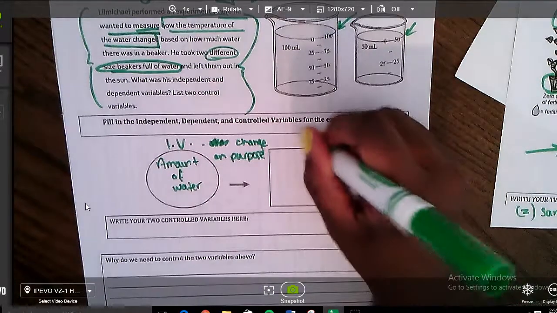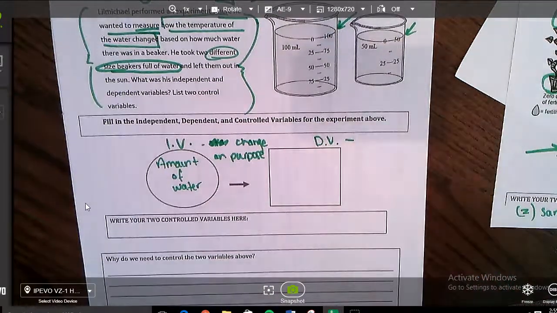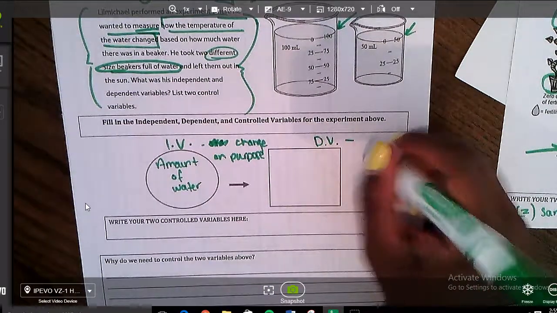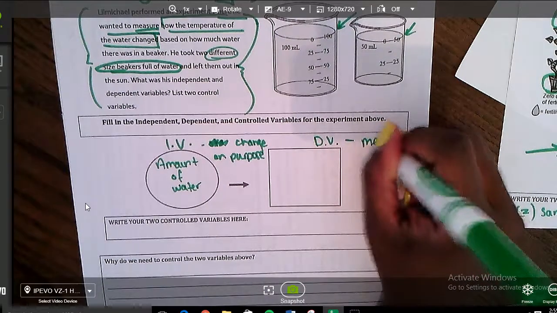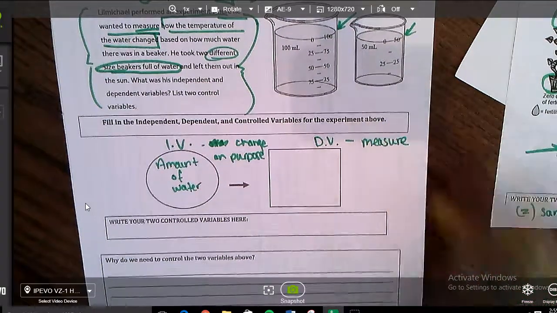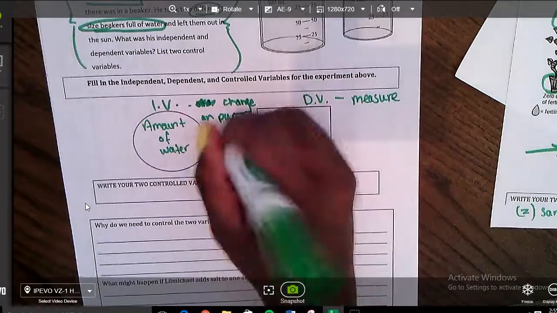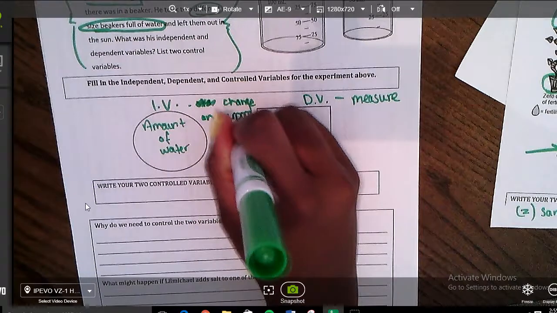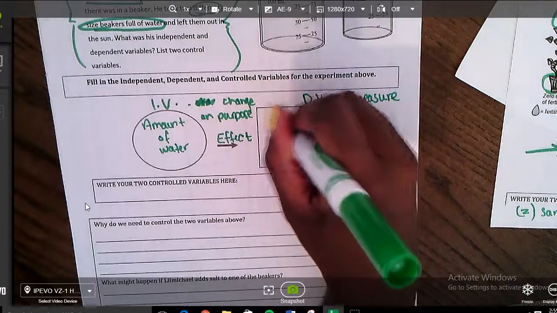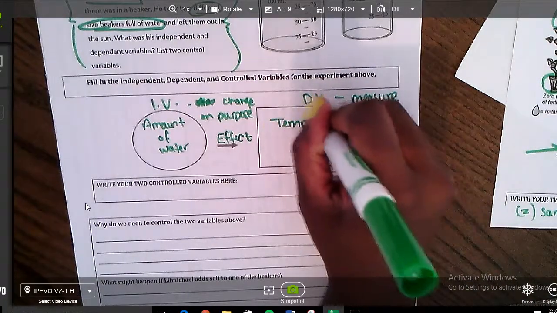Now, if we take a look at our dependent variable, we're going to rewrite again what that means, and this is what we measure. Very good. I only heard like 2 people say it. It was like Demyron and what's his name? Kesley. Remember, this is the effect. We're measuring the temperature of the water.